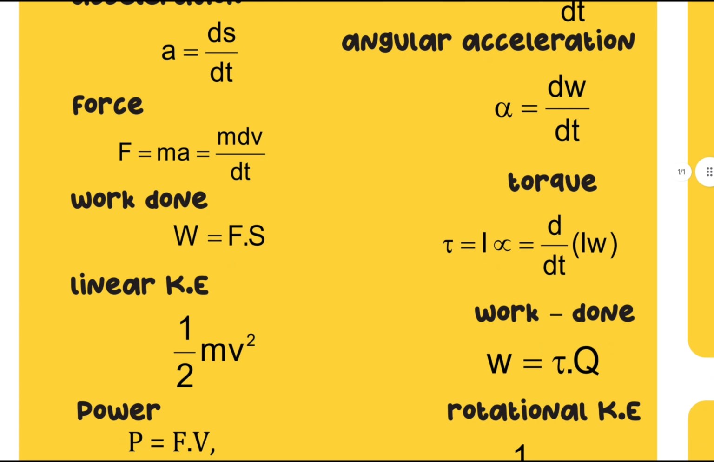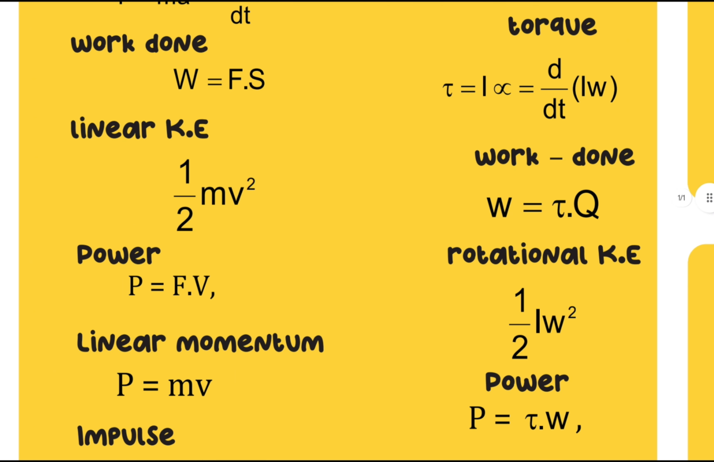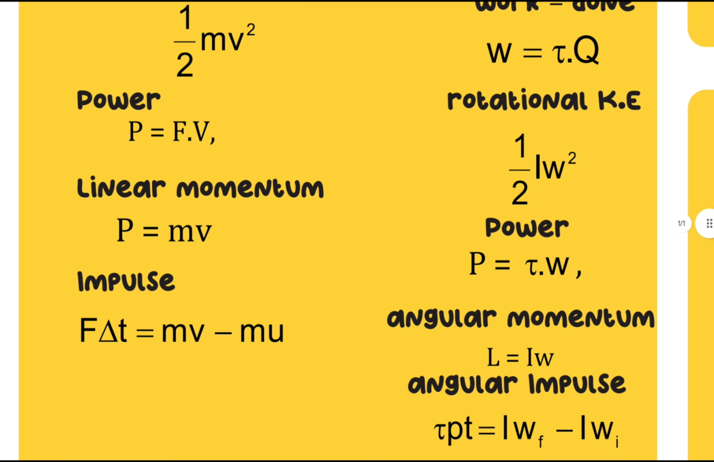Force equal to ma, which is equal to m dv by dt. Torque equal to I alpha, which is equal to d by dt of I omega. Work done equal to F dot S. Work done in rotational motion equal to tau into theta. Linear kinetic energy half m v square. Rotational kinetic energy half I omega square. Power F dot V.